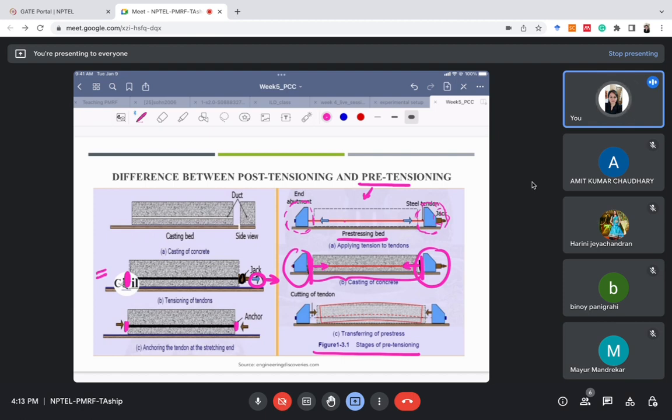This is just for the MCQs, where they can sometimes ask about abutments or this kind of thing, or the pre-stressing bed, in which technique this pre-stressing bed is required, or this kind of question. So these are the different stages of pre-tensioning and post-tensioning, you should know.